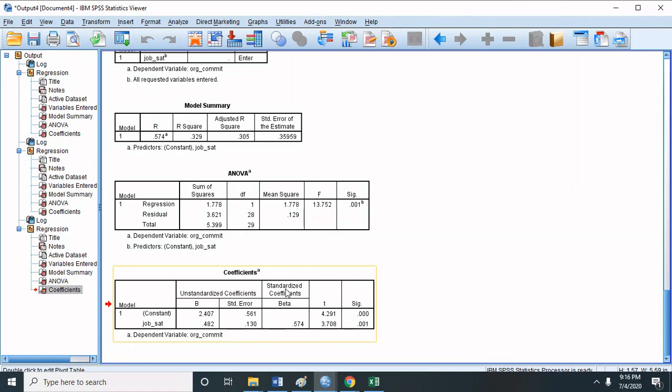This is a measure of the magnitude and direction of the effect. So the higher the beta value, the stronger is the effect, while the direction is positive or negative. If that is positive, then the relationship is directly proportional, and if negative, then the relationship is inverse. So in this case, the beta value is 0.574, which means that for every unit increase in job satisfaction, there is a corresponding increase in the organizational commitment by 0.574.